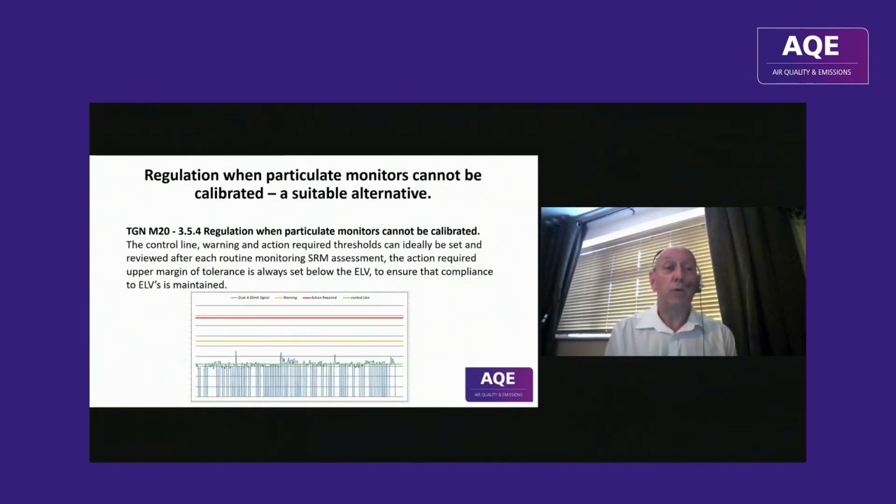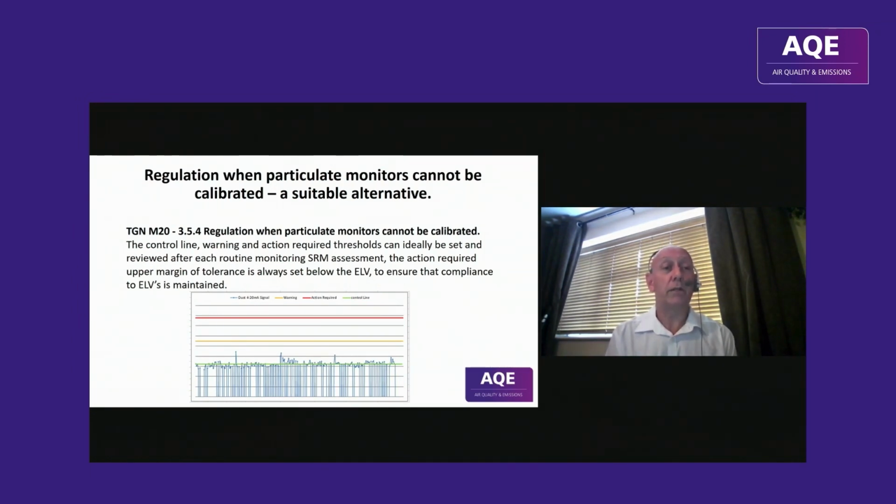So again, Technical Guidance Note M20 3.5.4, when a particulate monitor cannot be calibrated, the control line, which we see as green, the warning, which is amber, and an action line, which is red on the chart below. The required thresholds can ideally be set and reviewed after each routine monitoring standard reference method assessment.